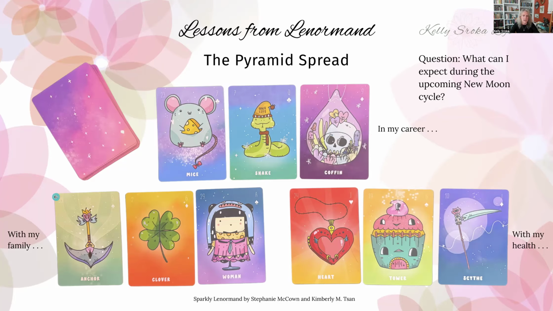All right, so then we have the next three cards down here on the left. With my family, you see anchor card. With my family, this is my husband. And then we have clover in the middle with woman on the end. So here again, I shuffled the deck and drew these cards just like that. I wrote my question down, did the three topics, and drew the cards. And I got anchor, clover, and woman with my family.